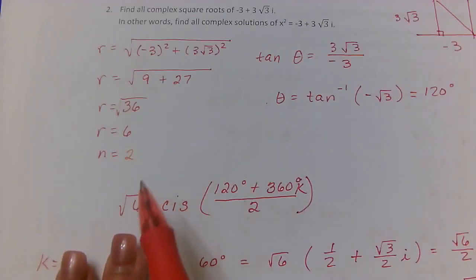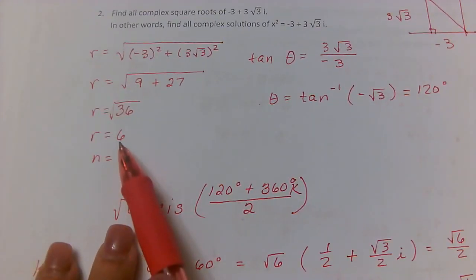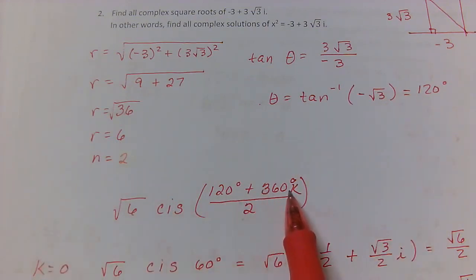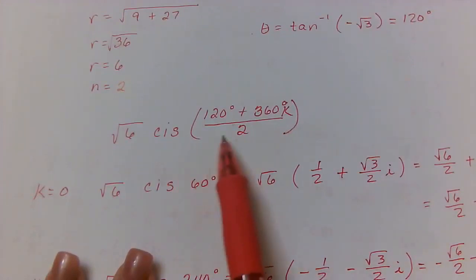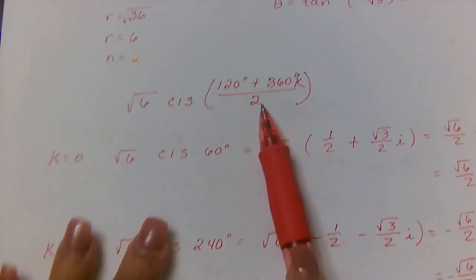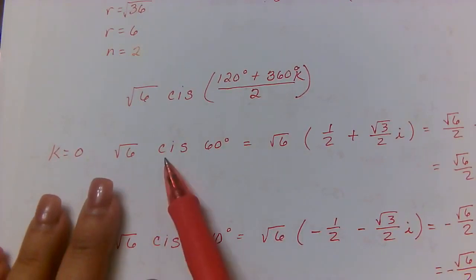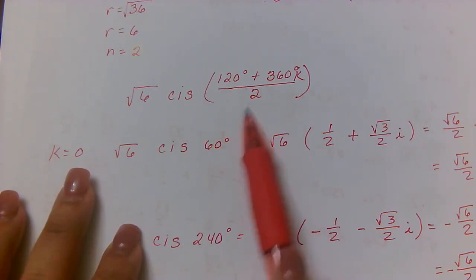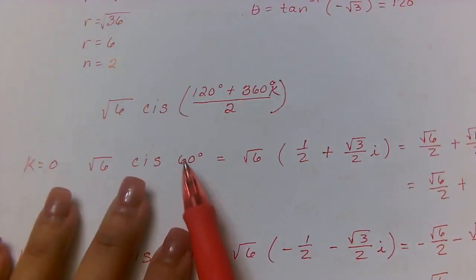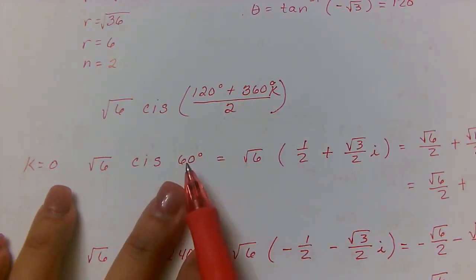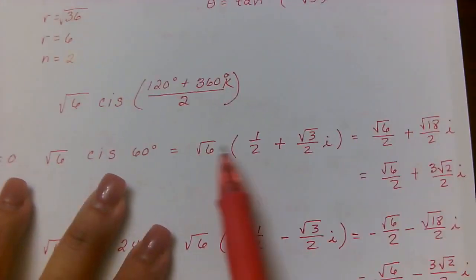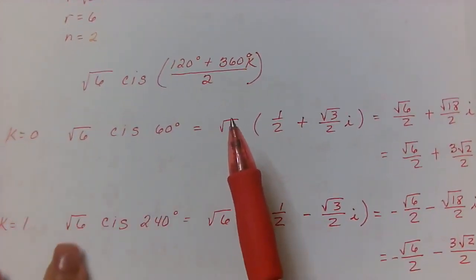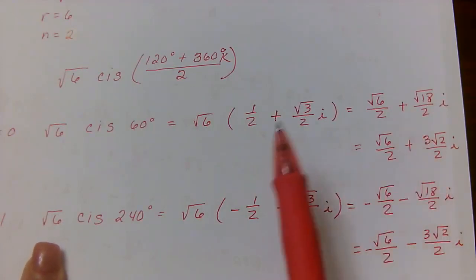Plug in our number. It's going to be the square root of 6 cis theta, 120 degrees plus 360 degrees times k, all divided by n, which is 2. Okay, square root of 6 can stay like that. Cis, start with k is equal to 0, so you have 120 degrees divided by 2, which is 60. Cosine of 60, 1/2. Sine of 60, square root of 3 over 2, and then distribute the square root of 6 into the parentheses. Okay, you get that answer. You can go ahead and simplify it like this.